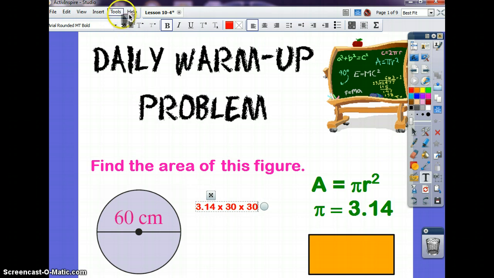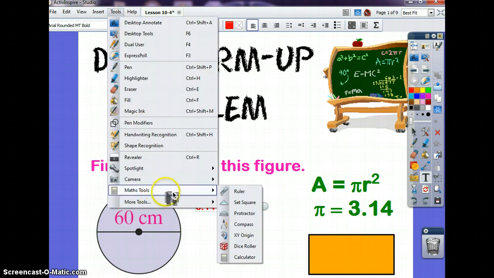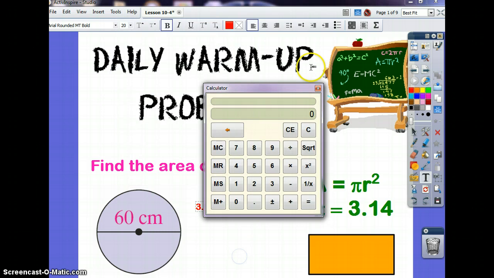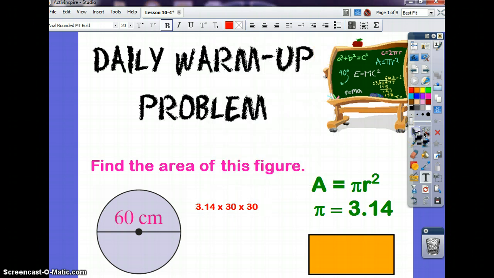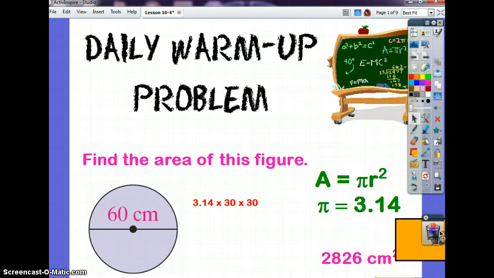Let me go grab my calculator, and we'll see what 3.14 times 30 is equal to. Or in other words, 3.14 times 30 squared. And I get 2,826. Let's check the answer. Don't forget your label, 2,826 centimeters squared. So to find the area of a circle, just be careful that you need a radius for the formula, and sometimes you might be given the diameter.